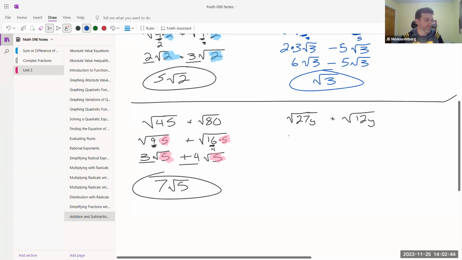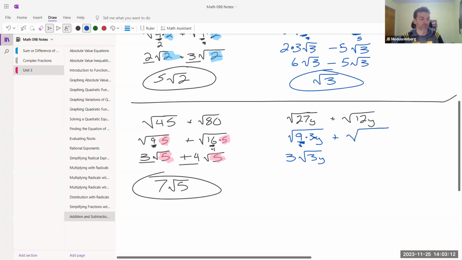I'll keep going. What we have here is 9 times 3y. Here's a perfect square. Bring it outside. The square root of 9 is 3, so that comes out. This 3y stays on the inside. You can even think of it as 9 times 3 times y. Neither the 3 nor the y were perfect squares, so they stay inside together.